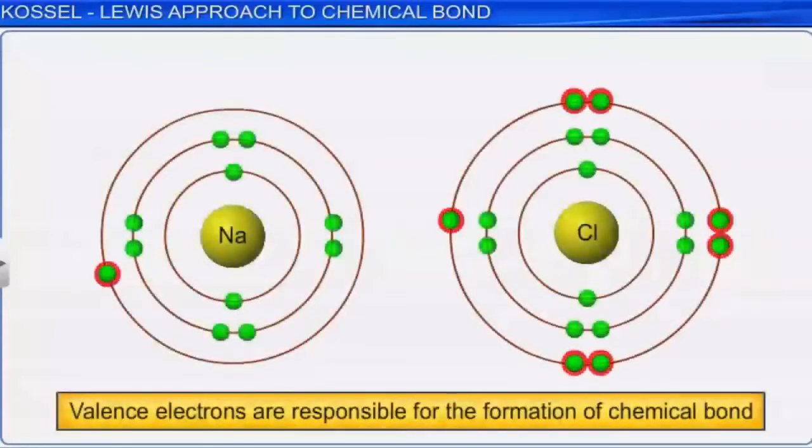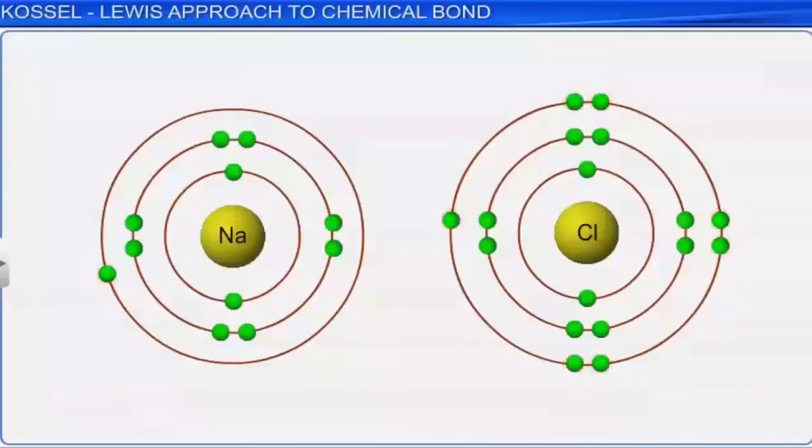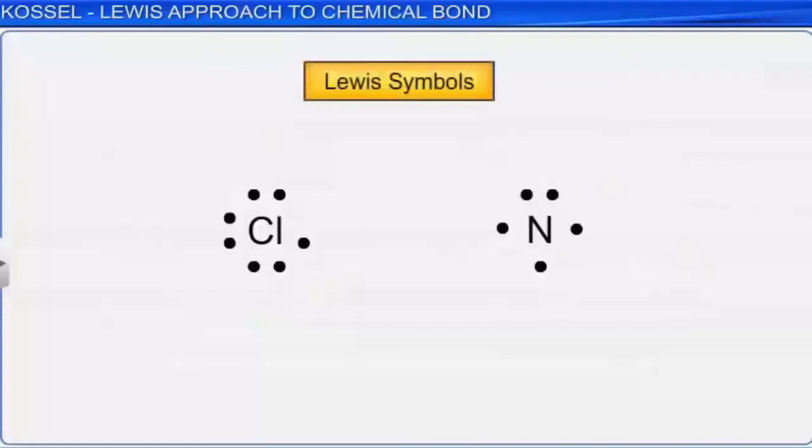Only valence electrons are responsible for the formation of chemical bond. Except valence electrons, the remaining part of the atom, that is the nucleus with the inner shell electrons, is called kernel. Lewis proposed simple notations to represent valence electrons in an atom. These notations are called Lewis symbols. As per Lewis symbols, the number of valence electrons of an element are represented as dots around the symbol.